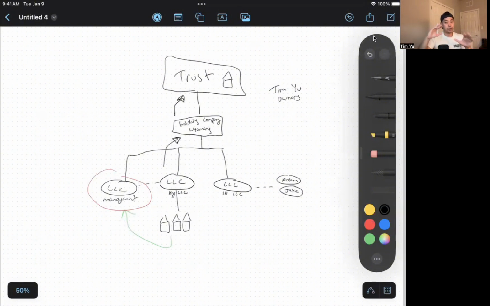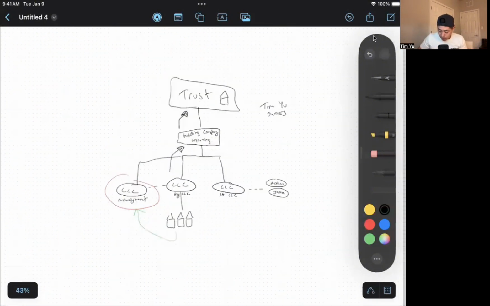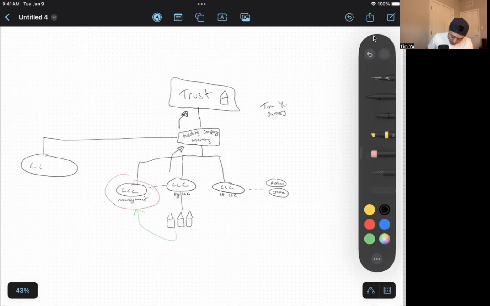So that's a little tip and trick, right? So there is another thing for my structure. So that's more of the passive side of the house. Let's move my holding company over here, and we're going to start breaking down into my active income. So this is an LLC, and let's say this is my wholesale business, right?